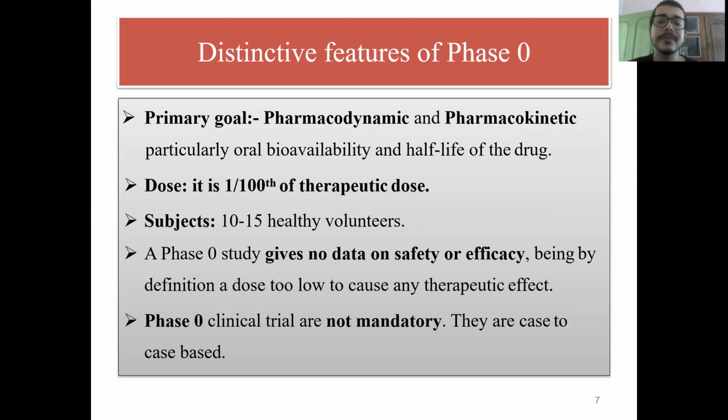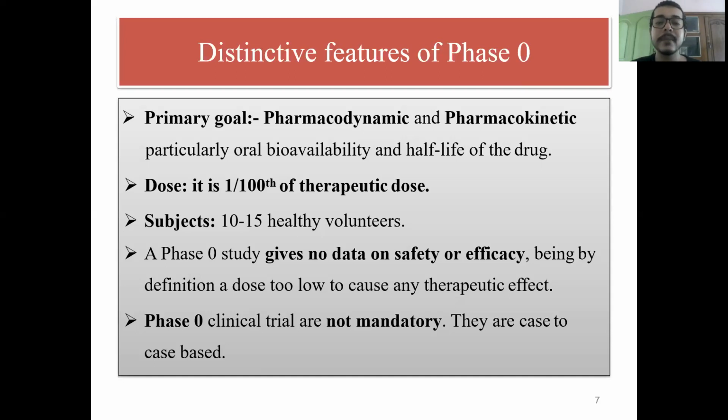So these are features of phase 0, where we are seeing the pharmacodynamic and pharmacokinetic effects, particularly oral bioavailability and half-life of the drug. The dose given is 1/100th of the therapeutic dose, so we can understand how small the dose is. 10 to 15 volunteers are taken here, so the number of volunteers is less than phase 1.